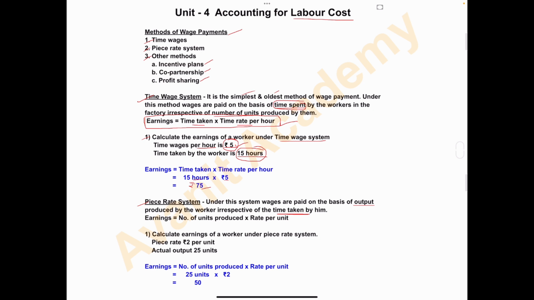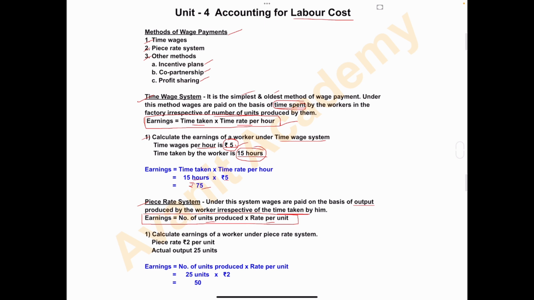In time-based system, the importance is given to the time and not to the output. But in piece rate system, the importance is given to output, number of units produced, and not to the time spent by the worker. So here is the formula to calculate the earnings under piece rate system. Earnings is equal to number of units produced into rate per unit.